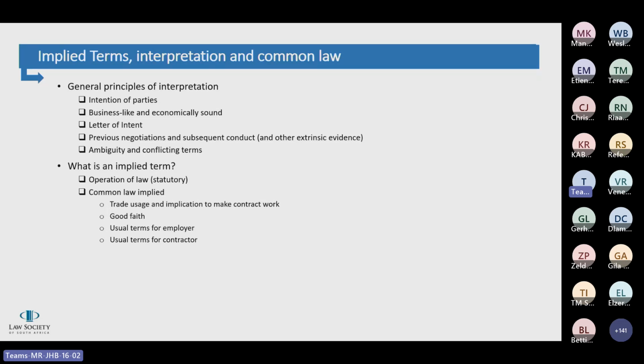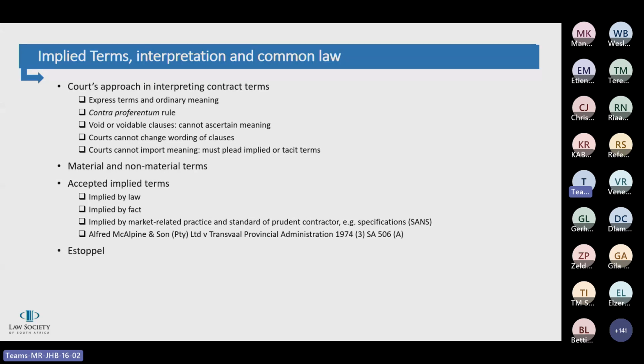Okay, then I'm going to just look at the principle of contra proferentem. As you know, any ambiguous term in a contract is interpreted against the draftsman. That's the common law principle. But in construction contracts, it's usually heavily negotiated between the parties, and so it's a joint negotiation and drafting of an agreement. Therefore, there's always a provision in construction contracts that amends that common law principle to say that principle will not apply in this contract.